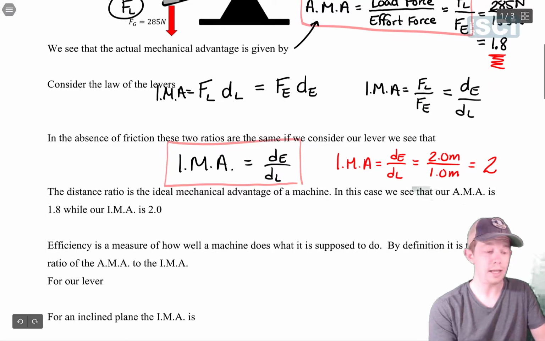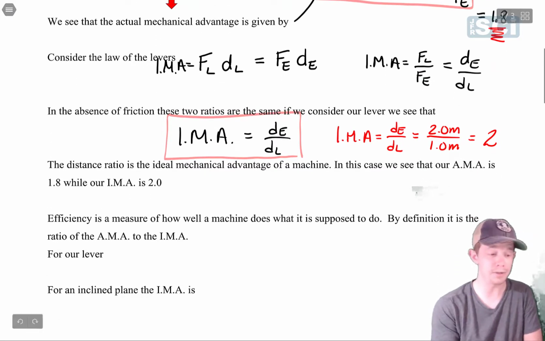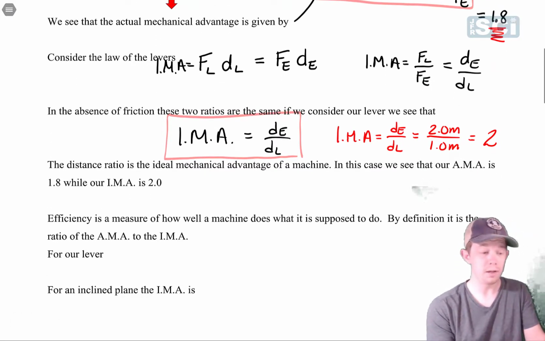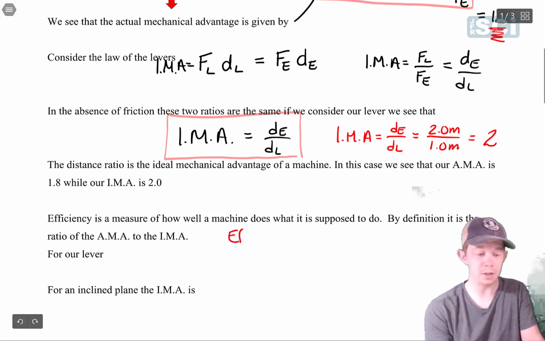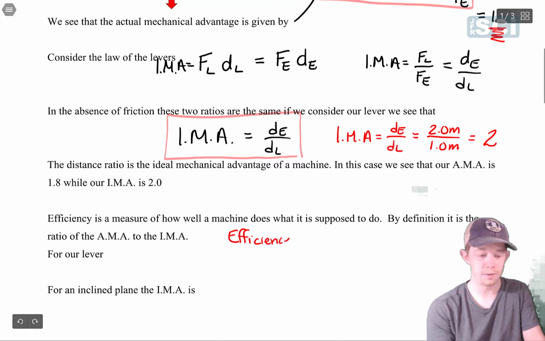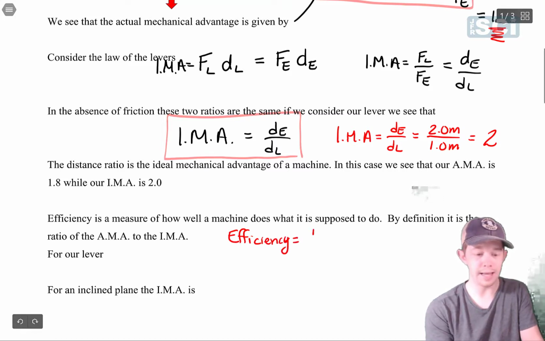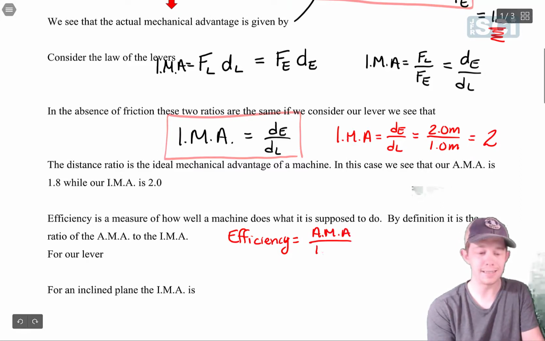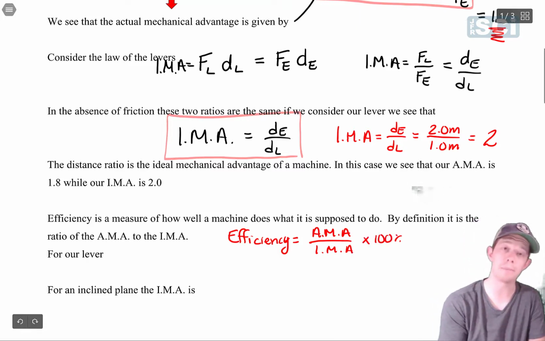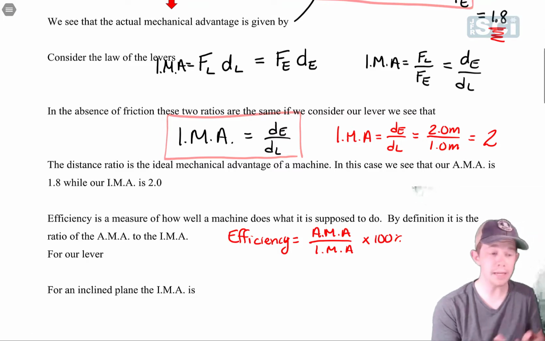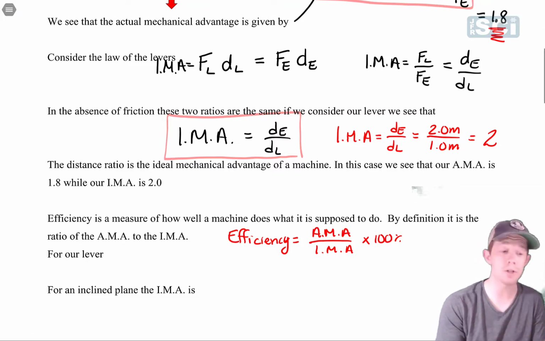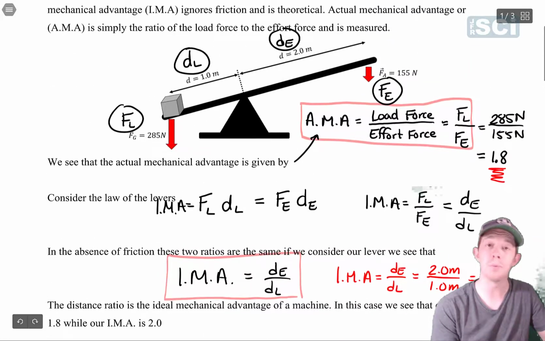Okay, so I can go ahead and calculate the efficiency of our lever by looking at the ratio. So efficiency is going to be the actual mechanical advantage divided by the ideal mechanical advantage. And because efficiency is given to us in terms of percentages, we're going to multiply it by 100%. So let's actually go through and find out how efficient this lever on our page was.